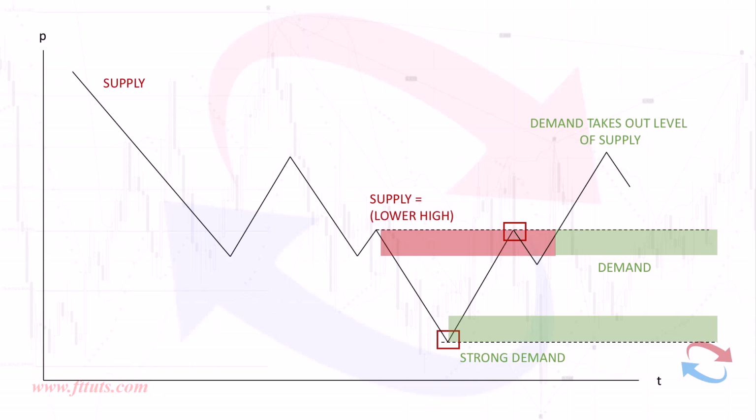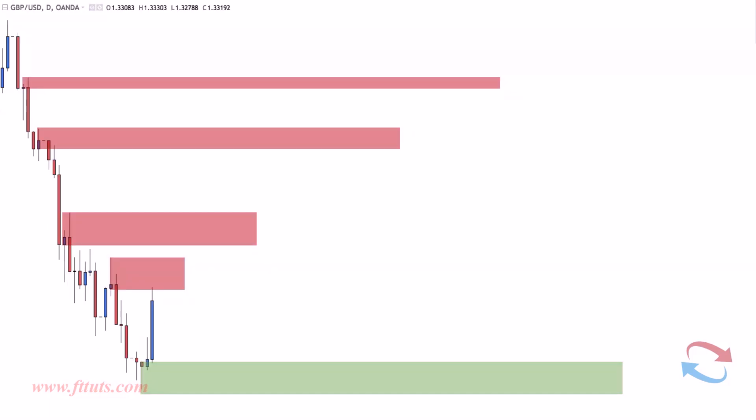So let's look at an example of this on a price chart. So we've got our supply zones marked out on the chart, and then we have a level of potential demand right here. So as prices come up into this level of supply, what we want to see is this level of supply get taken out before this becomes a potentially strong level of demand, right?